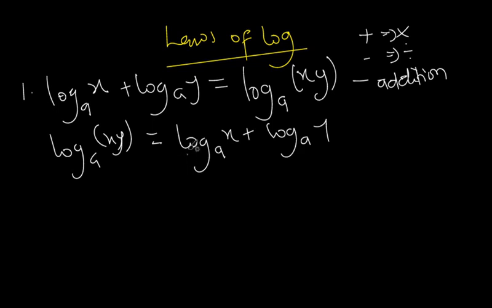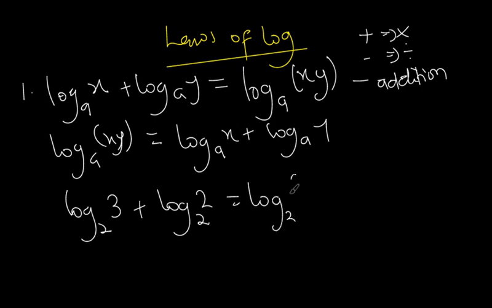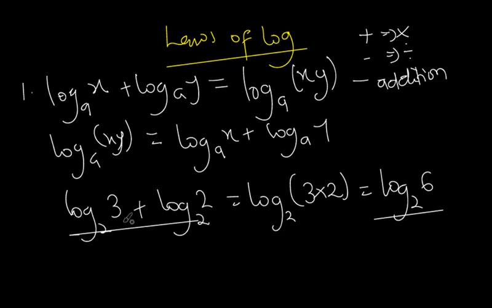So let's have a look at an example. An example here is log in base 2 of 3 plus log in base 2 of 2. Per this law, this will give us log in base 2 of bracket 3 times 2. So this is equal to log in base 2 of 6. This is how we solve a log question, assuming it has a positive sign within it.